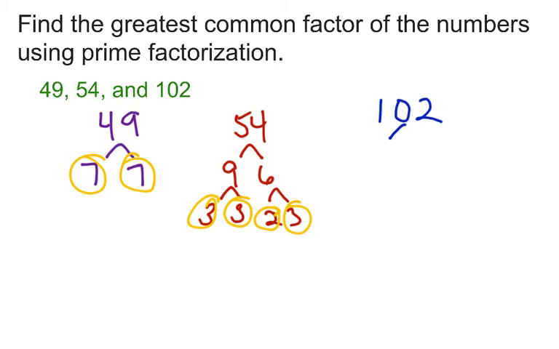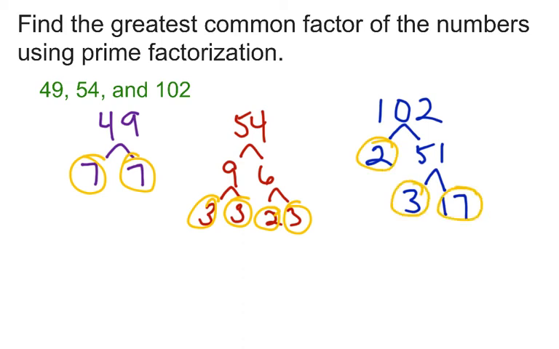102 is even, so I know I can break it down into 2 times 51. Some of you might think 51 is a prime number. It is not, it's composite. And really look at the number. 5 plus 1 is 6, so you know it's divisible by 3. And 3 times 17 is 51. Again, making sure you're circling all the prime numbers. So now we have our prime factorization.